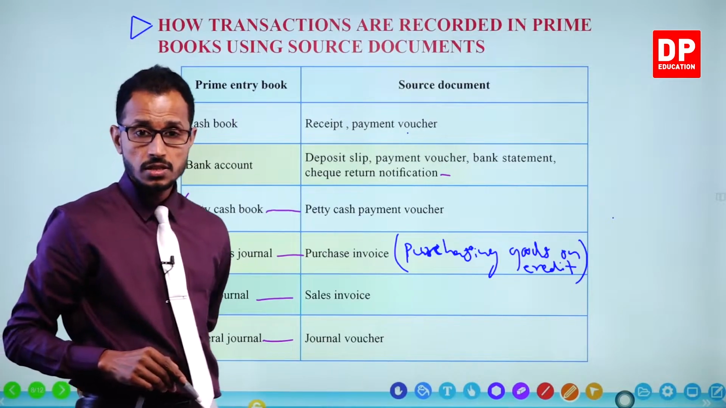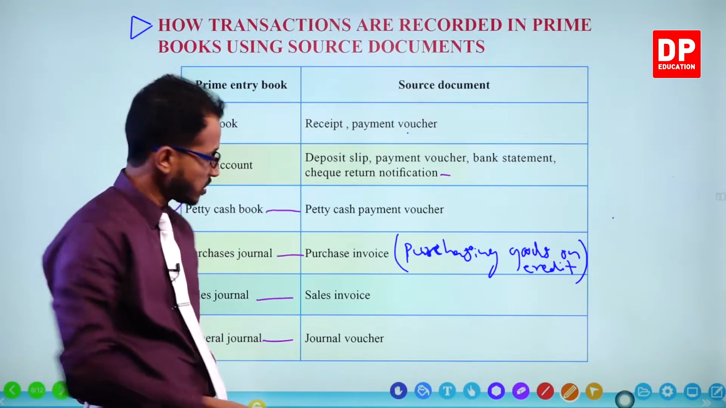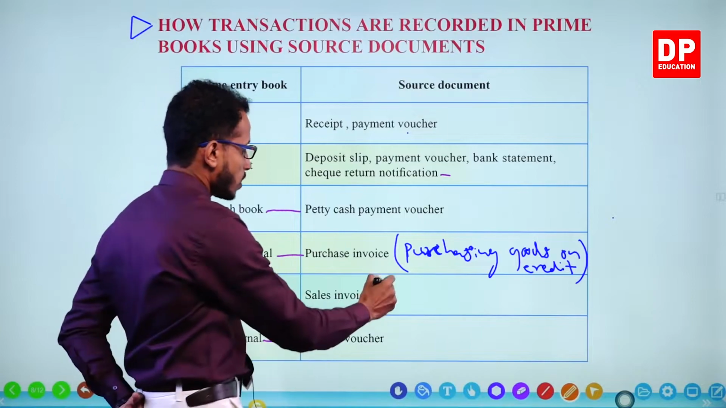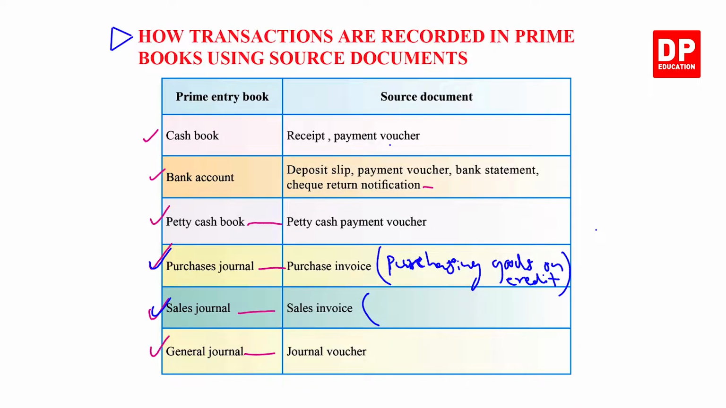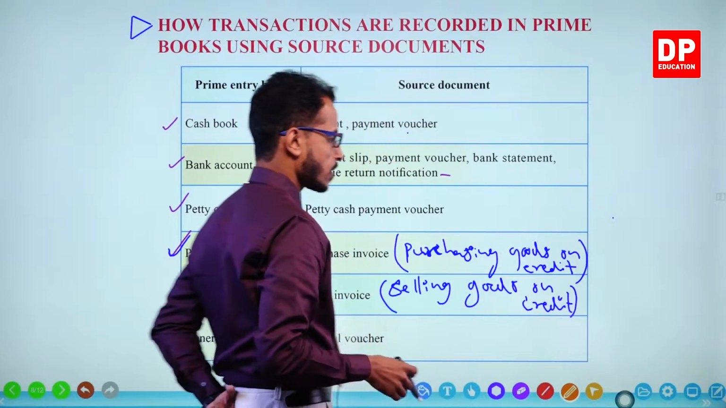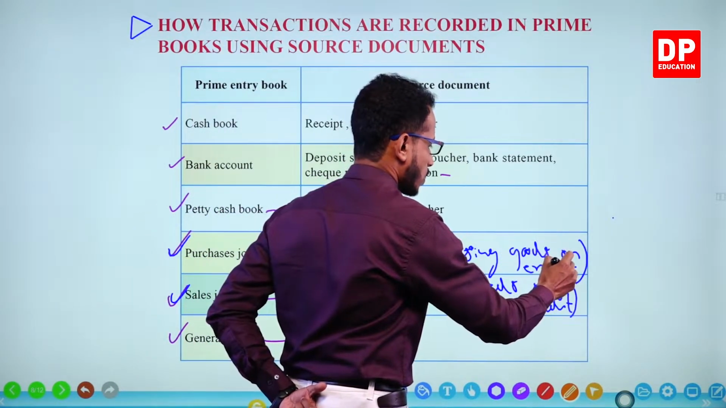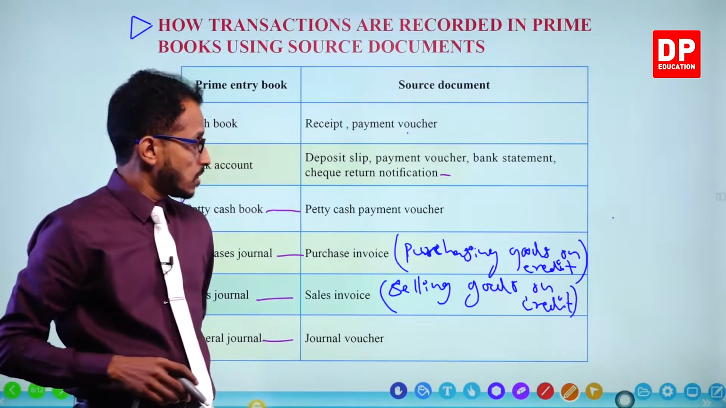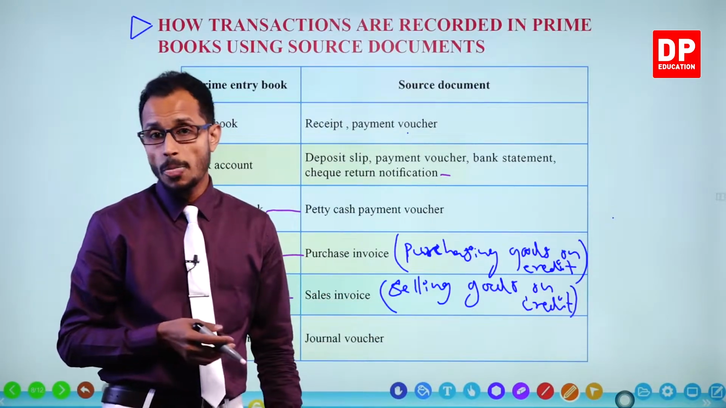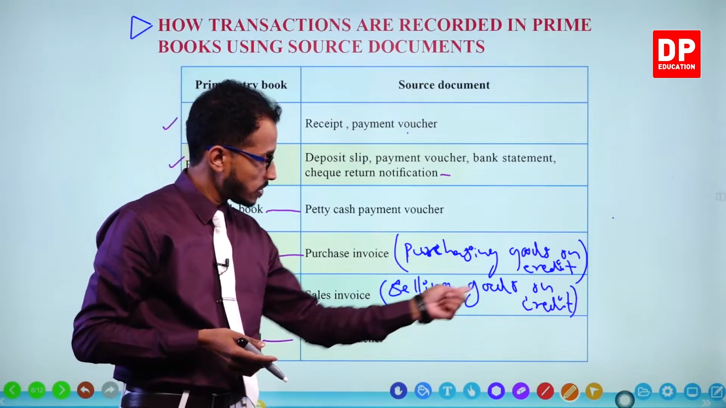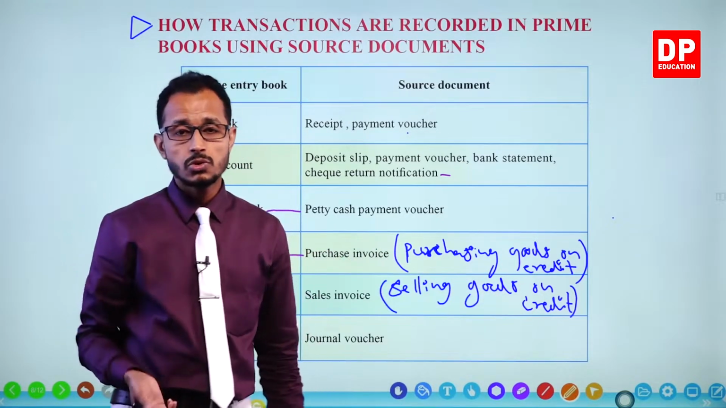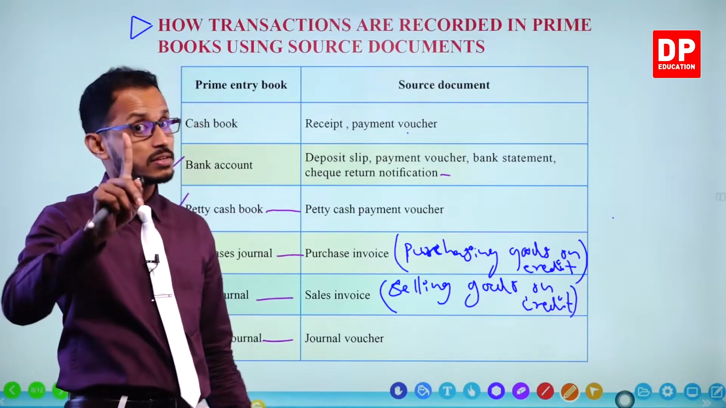Likewise, for the sales journal, sales invoices are used. You issue sales invoices for selling goods on credit. Sales invoices are issued when goods are sold to the customers on credit, not for cash.